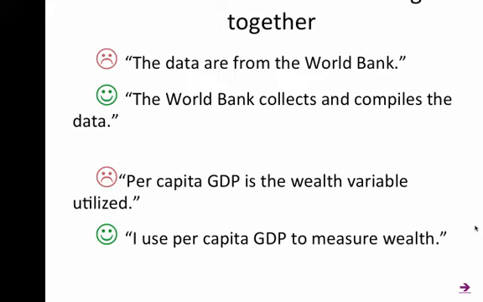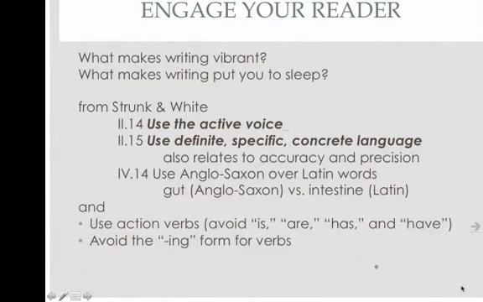Action verbs and active voice go together. When you're using an action verb, you're going to be putting it in the active voice a lot of times. So again, the data are from the World Bank compared to the World Bank collects and compiles the data. And again, per capita GDP is the wealth variable utilized. I use per capita GDP to measure wealth. Okay, so we have use and measure instead of is, the, and a long word utilized. Okay, so those are some examples.